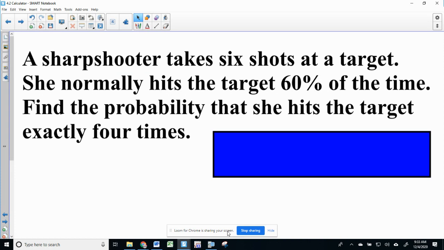All right. Some of you are finishing up. Those of you that are done, that's good. Those of you that are not, go ahead and get out your binomial chart that we've looked at this week to answer this question here. This is what we've done the last couple of days. A sharpshooter takes 6 shots at a target. She normally hits the target 60% of the time. Find the probability she hits the target exactly 4 times.